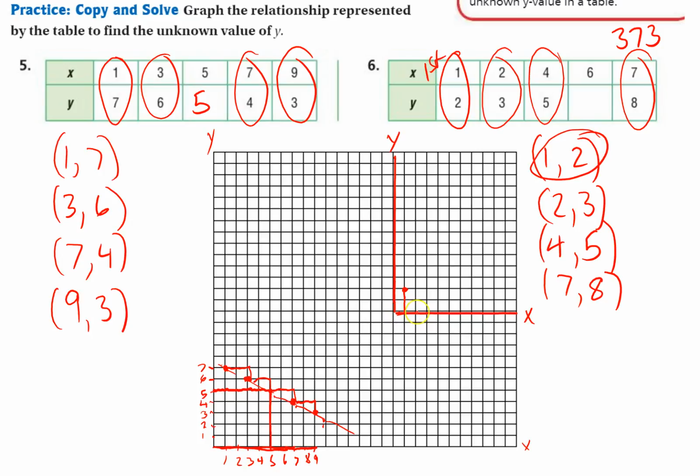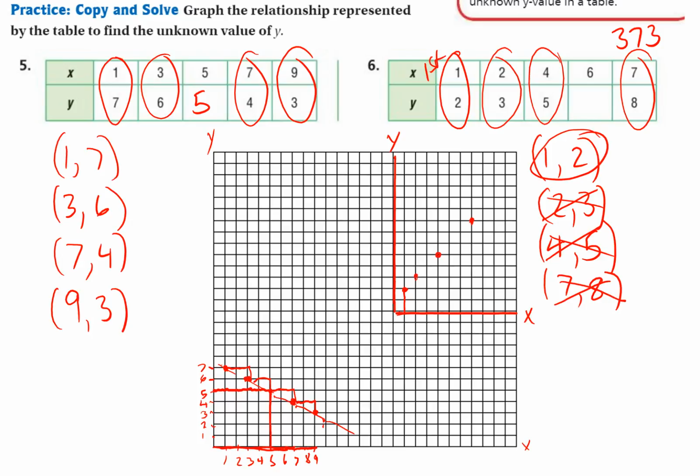Then I'm going to run over 2, up 3. That puts me there for my next point. Done with that one. I'm going to run over 4, up 5, 1, 2, 3, 4, 5 right here. Done with that one. I'm going to run 7, 1, 2, 3, 4, 5, 6, 7, and up 8. 1, 2, 3, 4, 5, 6, 7, 8. And notice I'm counting at the corners. Okay, so there's that point. Now I've graphed all the ones that I can.